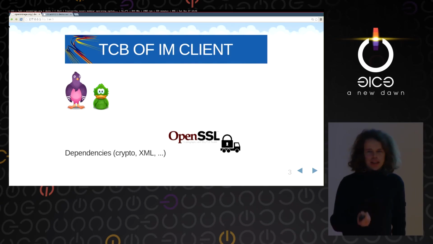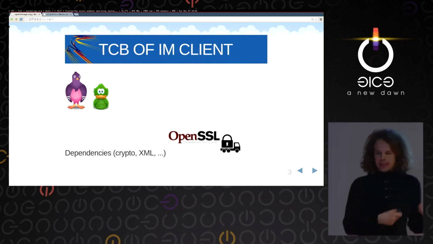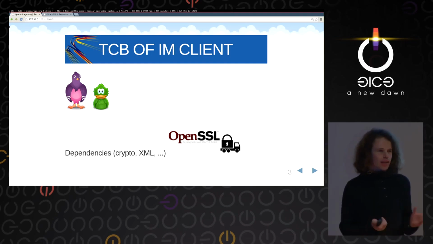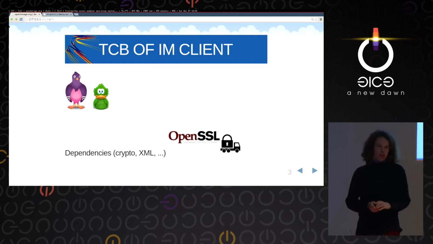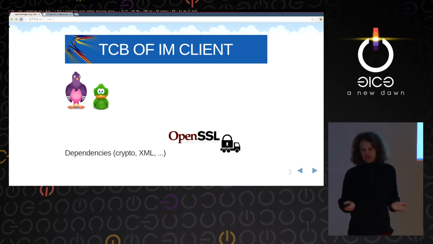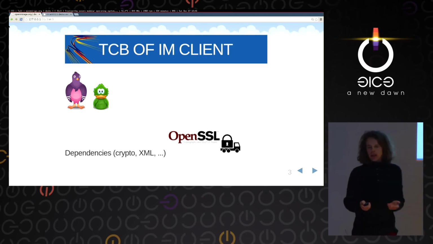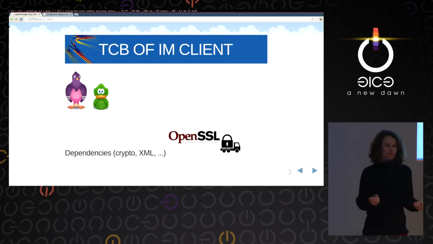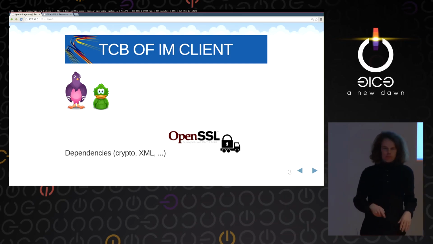Then, as a next layer, we have the dependent libraries. So the client might use OpenSSL or GNU TLS or any other security or cryptography library, or XML stream processing, or whatever. So that is obviously also part of the trusted computing base, as we've seen this year with Heartbleed, which affected OpenSSL and which affected a lot of different applications, which all had OpenSSL as their dependent library.